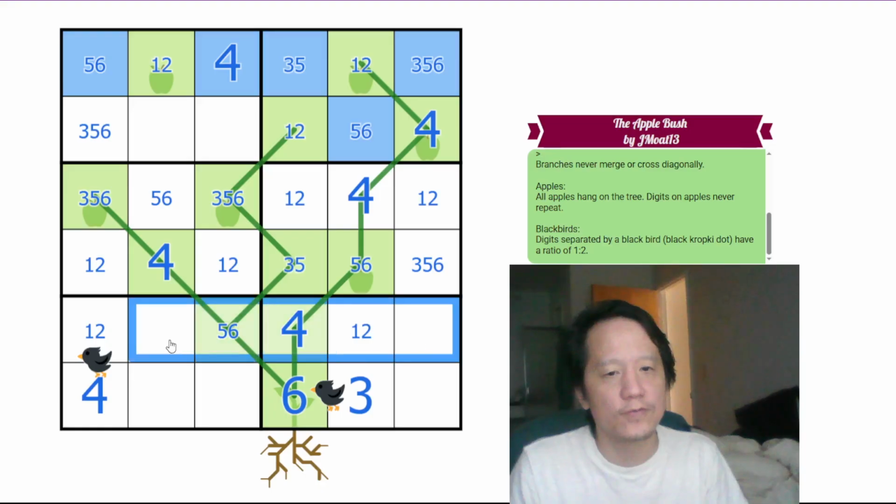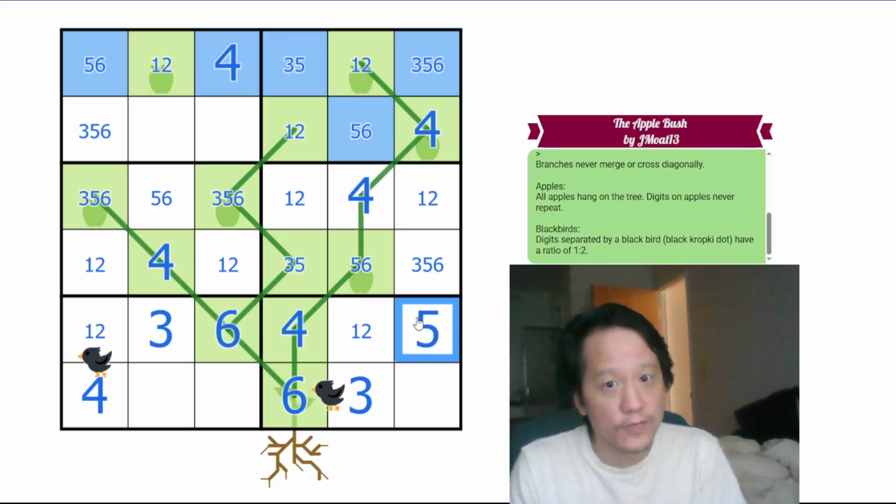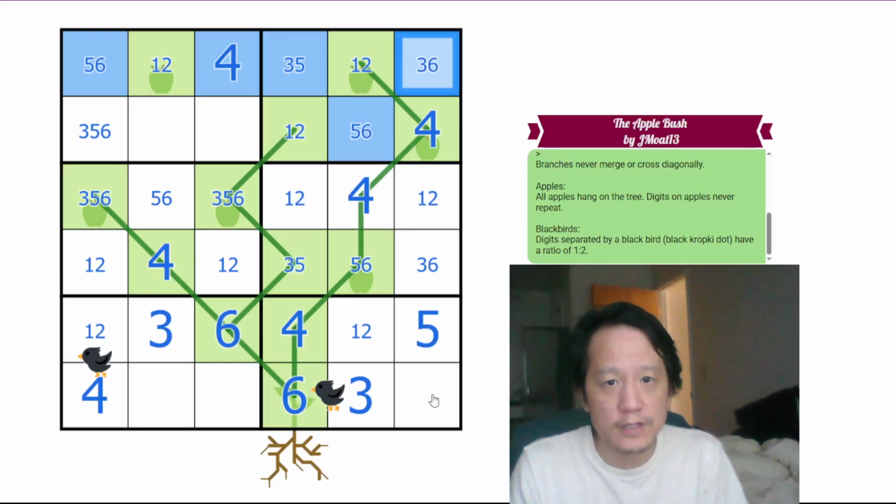We have the rest of row 5 is 3, 5, and 6. This can't be 3 here, so this must be 3 here. This then must be 6 because this can't be 6, so this is 5. This can't be 5, this can't be 5, this is 1 or 2. We have 1, 2, or 5 here.